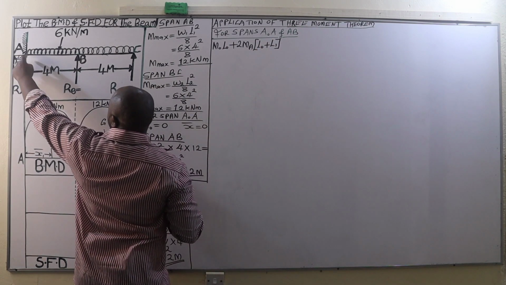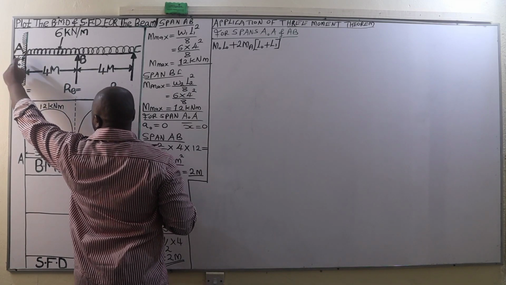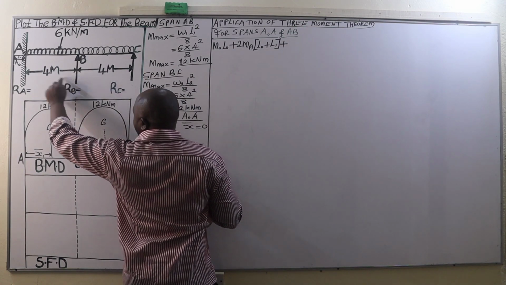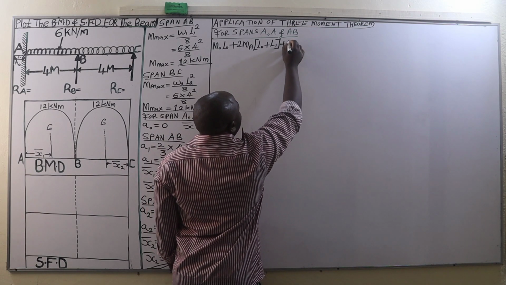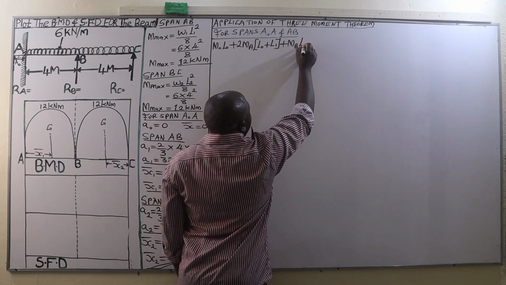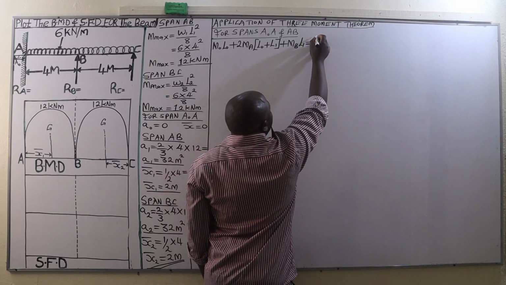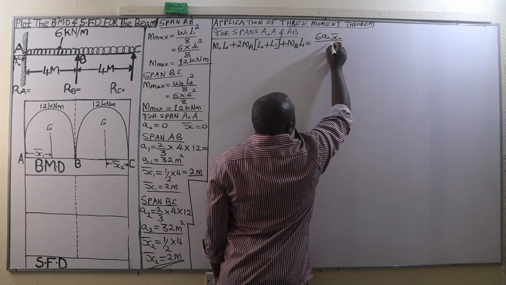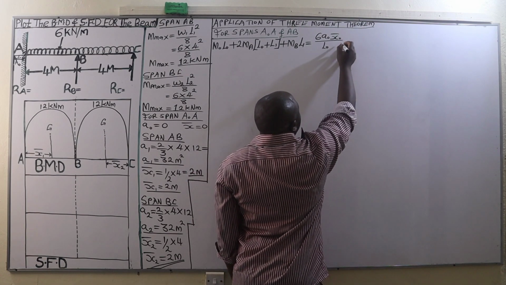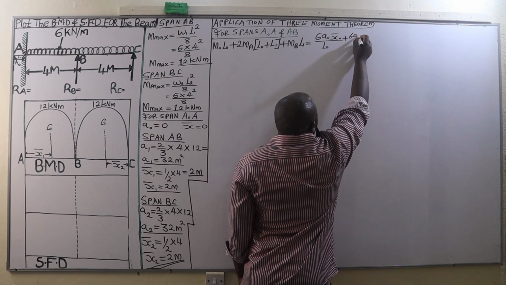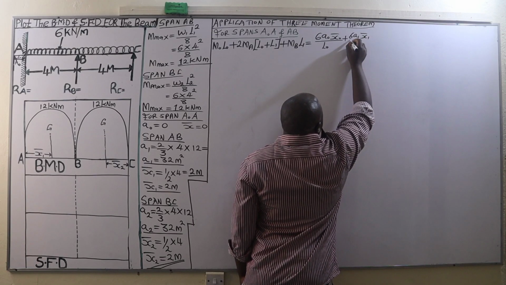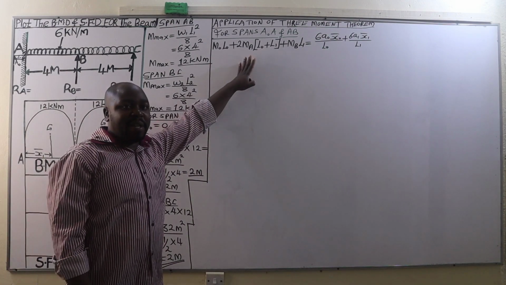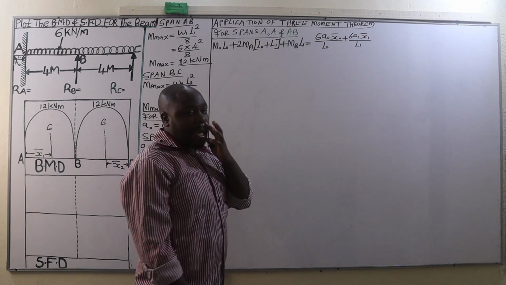So that is going to be 2MA multiplied by L0 plus L1, on the other hand, plus MB multiplied by L1. So we have MB multiplied by L1. This is going to be equal to 6A0 bar x0 divided by L0 plus 6A1 bar x1 divided by L1. So that's going to be our three-moment equation for the spans A0A and AB.